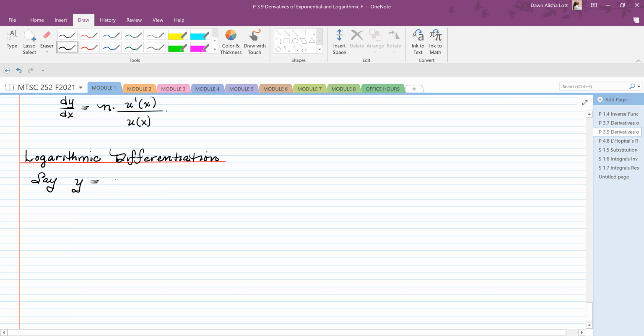y is equal to the sine squared of x divided by the cube root of x cubed plus 1 to the 4th power. And we want to find dy dx.